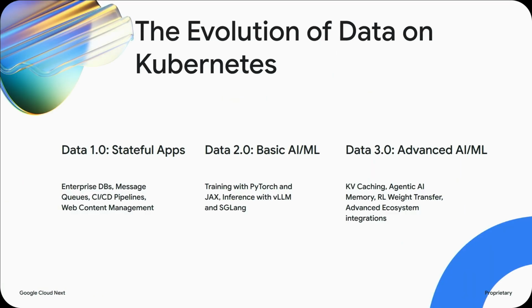To put this into perspective and share somewhat of a historical narrative, data and access patterns have been evolving as we move from traditional enterprise DBs, message queues, and web content management systems to AI training and inference workloads, and now to post-training with reinforcement learning, agentic AI, and KV caching. We have to build storage solutions for each of these stages of the data evolution to solve specific problems, because if we don't, we run the risk of not fully utilizing precious accelerator resources.